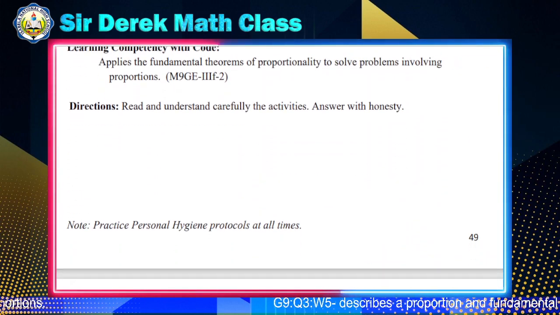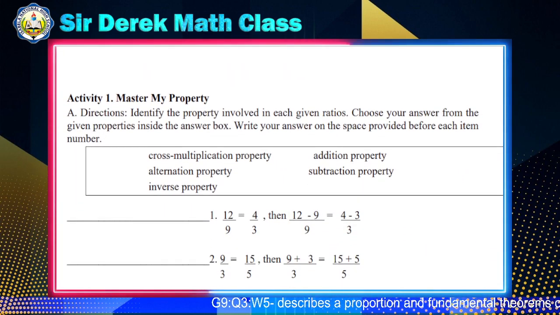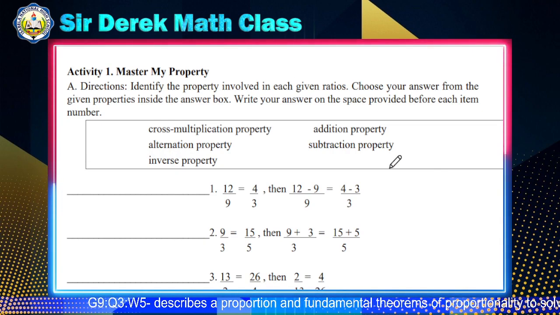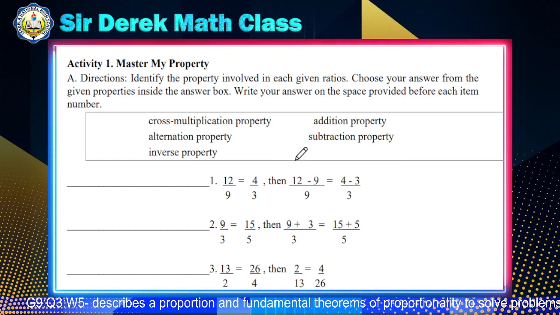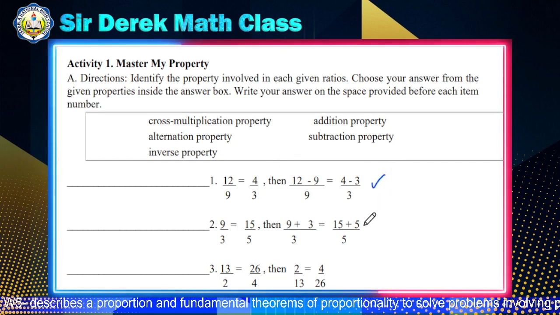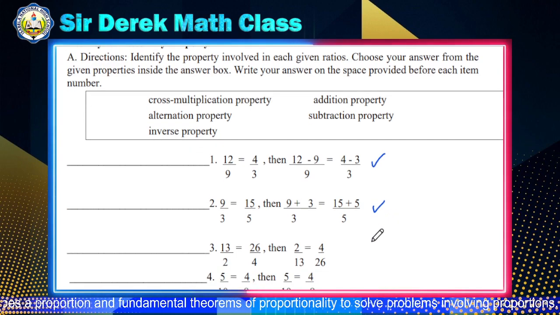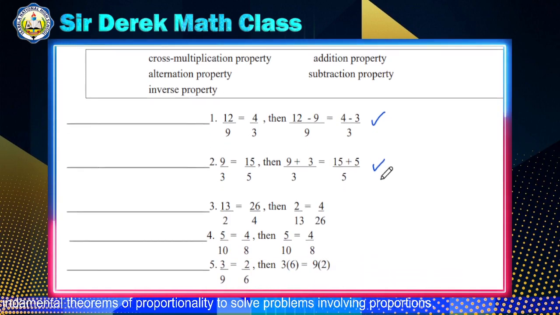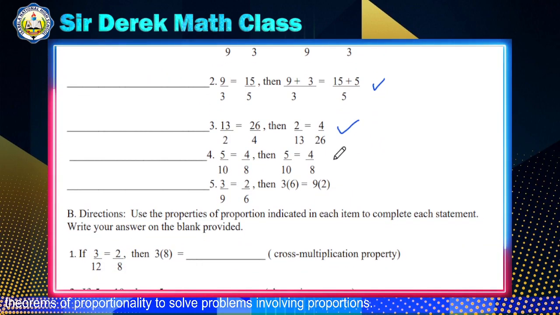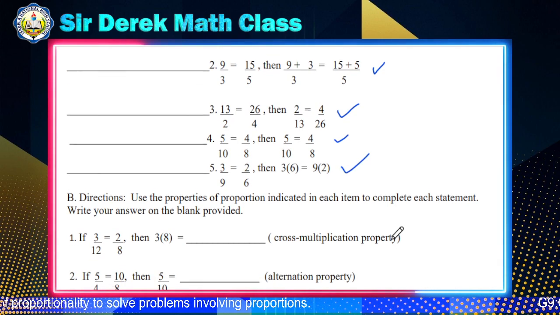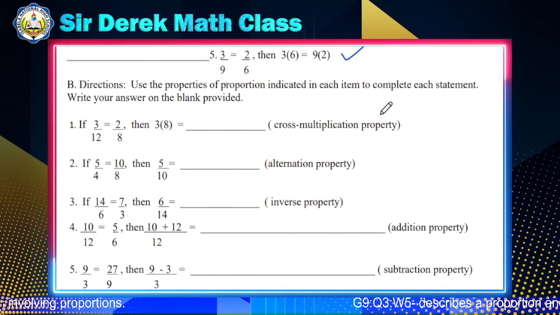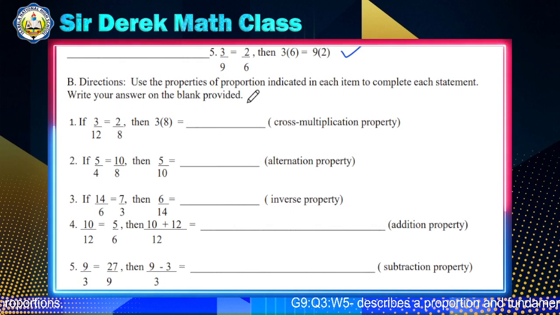proper proportion. In activity 1, ito napakadali lang. So, you just read the properties earlier na pinresent ko sa inyo. Then, you will just identify what property is illustrated in each given. So, you write cross property, alternation, inverse, addition, or subtraction. So, masasagot nyo ito kung babasahin nyo yung properties. Yan. In letter B, use the properties of proportion indicated in each item to complete each statement. Then write your answer on the blank provided.